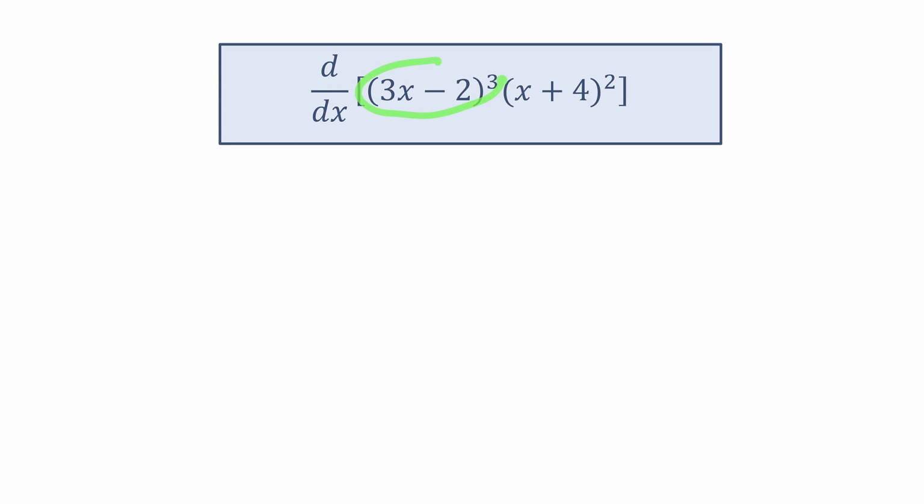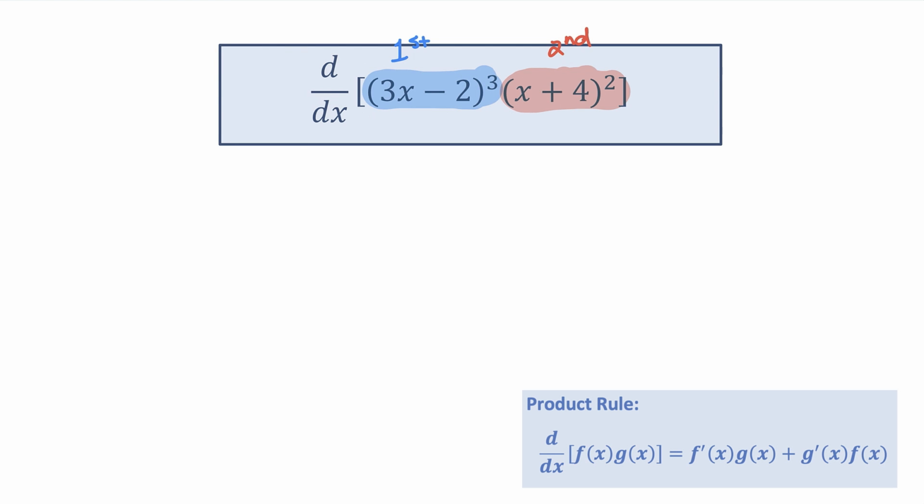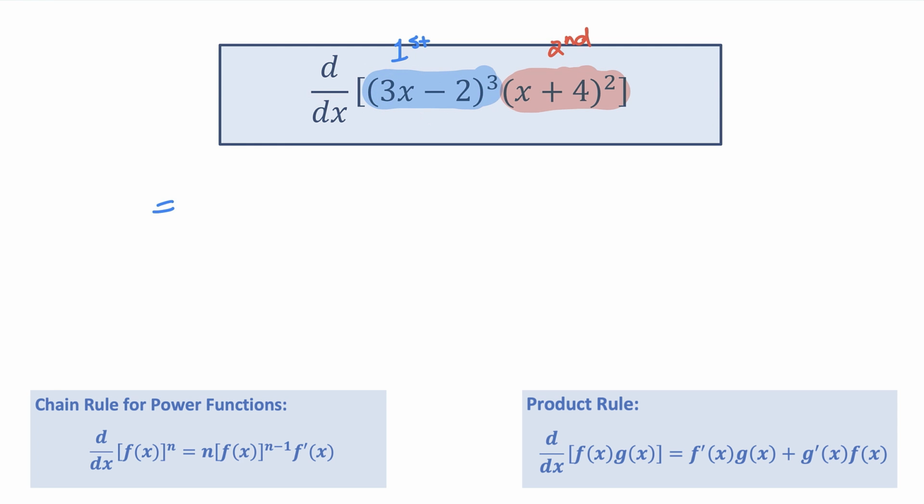Once again, I have two functions of x being multiplied together, so I'll need to use the product rule of differentiation. Let me just highlight those two functions of x in different colors. Product rule tells me I have to do the derivative of the first function, and this is the first time when the base of our power is a function of x itself. So we have a composite function here, so we'll need chain rule.